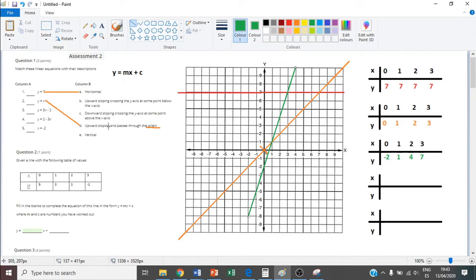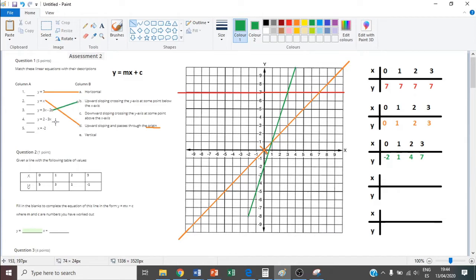Okay, so let's join that up. That's a positive sloping line with a bigger gradient than the other one that we drew. It's got a gradient of 3, so it's steeper, but it crosses down here at negative 2. Upward sloping line crossing the y-axis, sorry, at a point below the x-axis. That's this third one here. So we'll join that up.